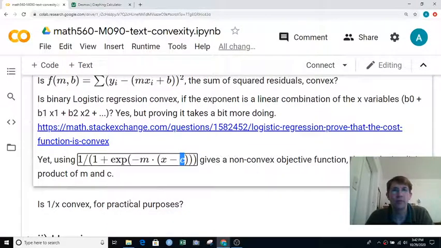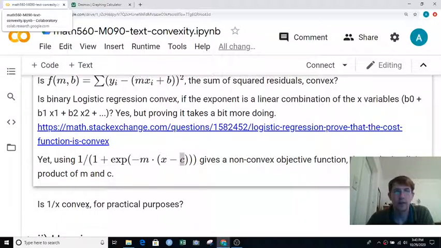Here's a question, is 1 over x convex for practical purposes? Well, if you just think about it, graphing, you've got this part of the hyperbola and that part of the hyperbola, but for a lot of practical problems, x is constrained to be non-negative or maybe even positive. So a function that's not entirely convex might be convex on the feasible region, and then you could say, yes, this is convex enough for what I'm doing. Next, we'll talk about how the Hessian relates to convexity.